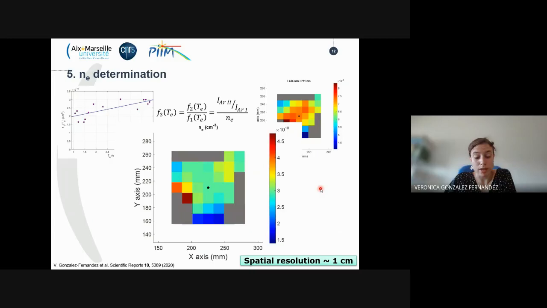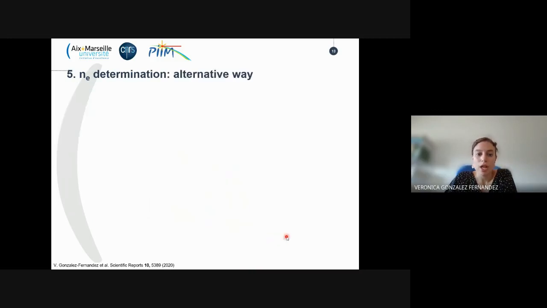I haven't mentioned before, but the gray pixels are not physical values. These gray pixels are not logical values. So we were aware that this kind of measurement was quite indirect, because we have the intensity ratio depending on the values of the electronic temperature.